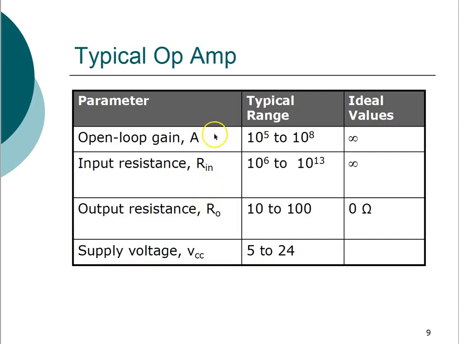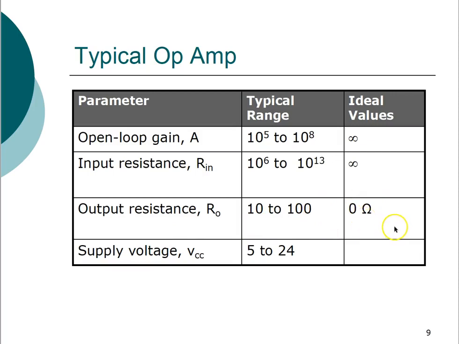So till now you understood that the open loop gain of an amplifier, ideally it is infinite, and this is the range typically, and input resistance is also infinite ideally, and then this is the typical range. And output resistance is 0 ohm ideally, and practically it is from 10 to 100 ohms.